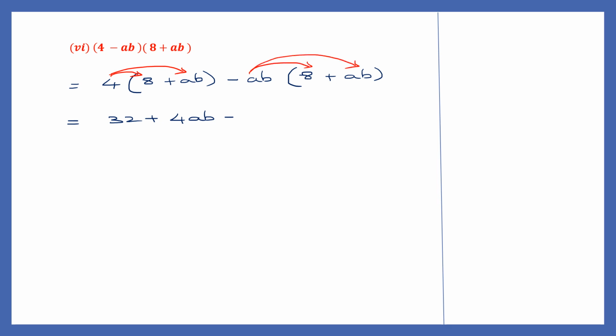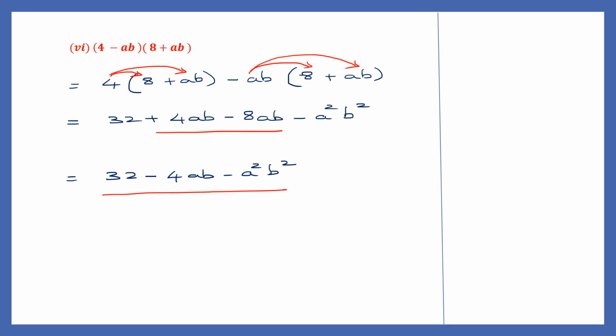So minus ab into 8 is minus 8ab. Minus ab into plus ab will be minus a square b square. This is multiplication. Now let's look for the like terms. These are the like terms. So let's simplify. This is 32. Then we have plus 4 minus 8 becomes minus 4ab, minus a square b square. So this is our final answer.